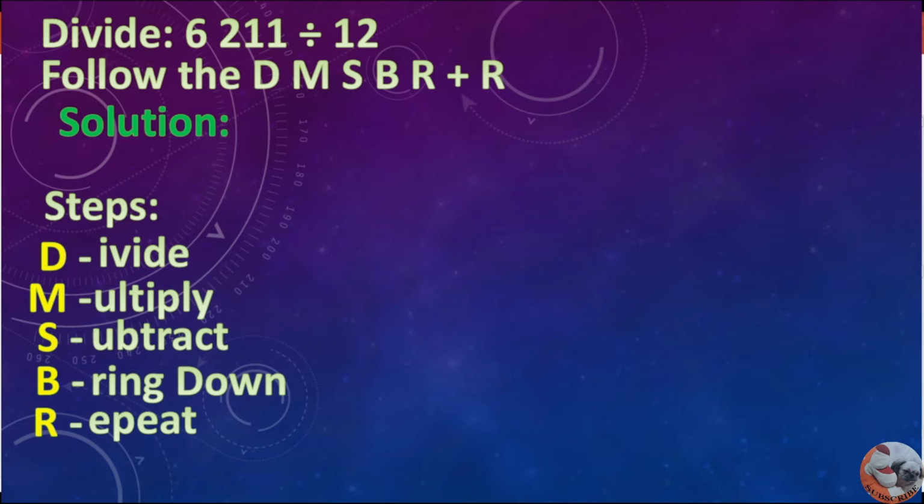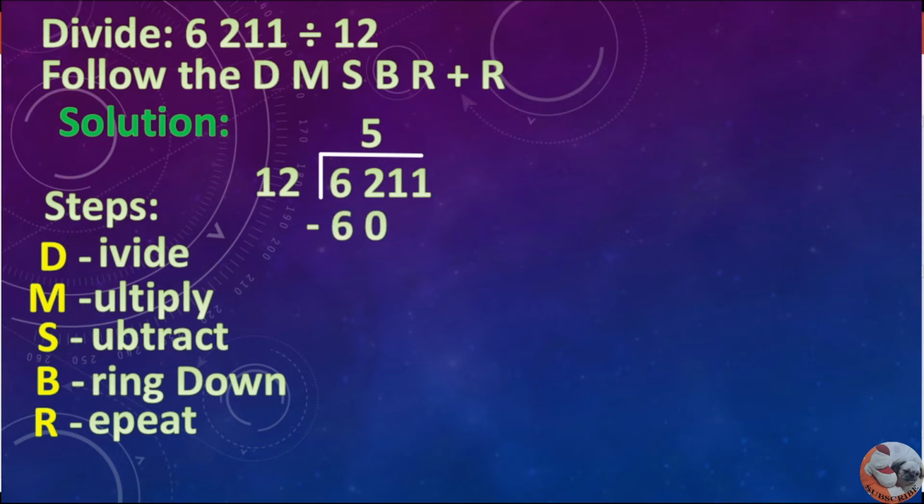Follow the DMSBR plus R steps. So divide, multiply, subtract, bring down, then repeat, plus R. R is the remainder. So here's the solution. 6,211 divided by 12. Think of a number that you will multiply 12 that will not exceed 62. So you multiply 5. 5 times 12 is 60. Subtract 60 from 62. So 62 minus 60 is 2.